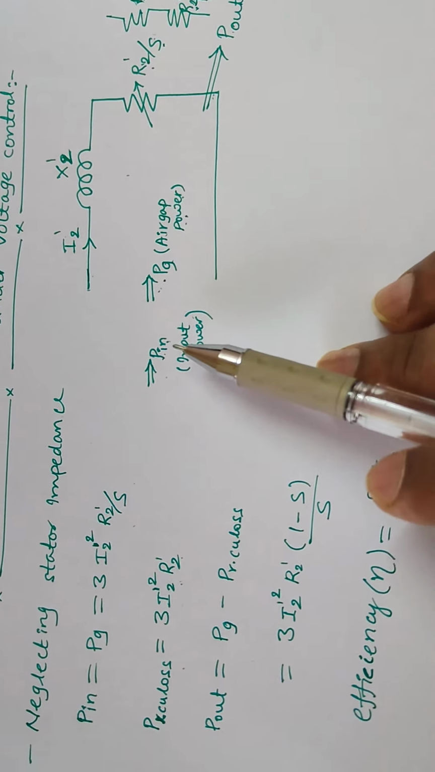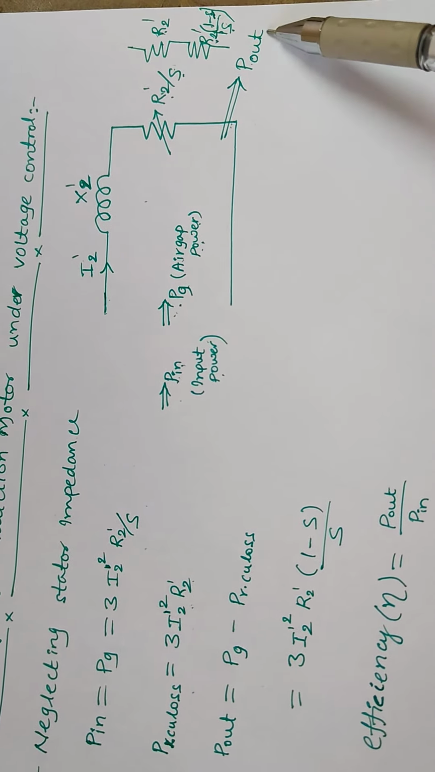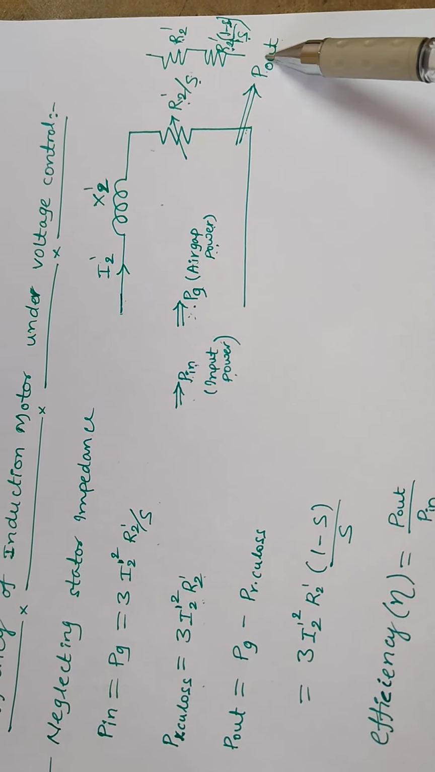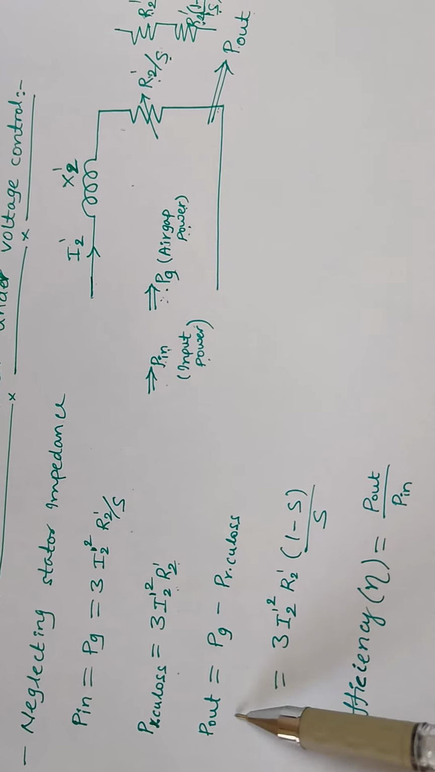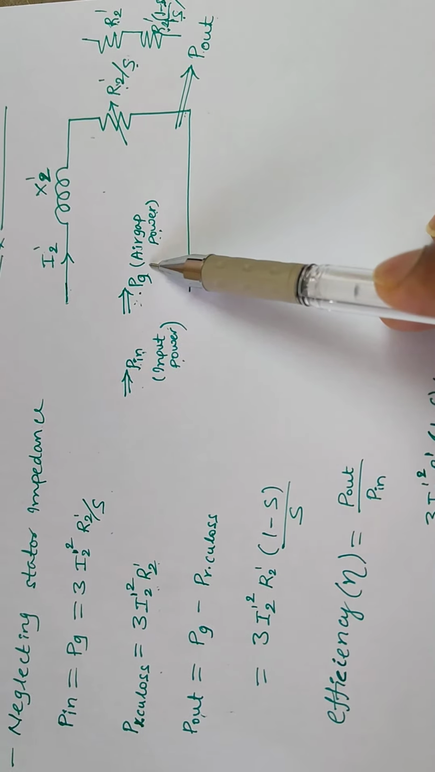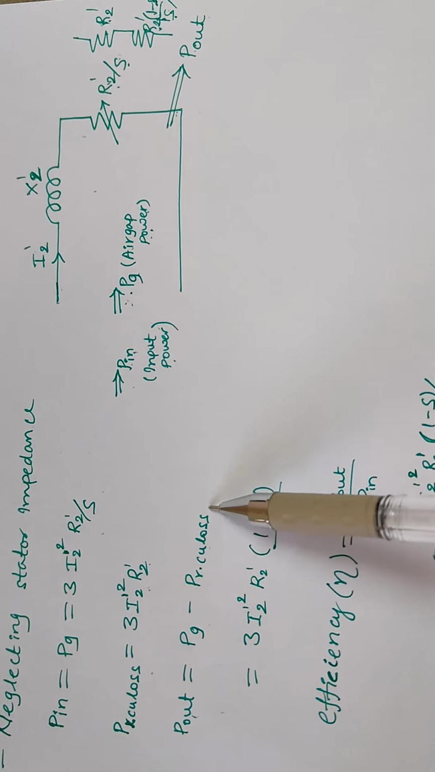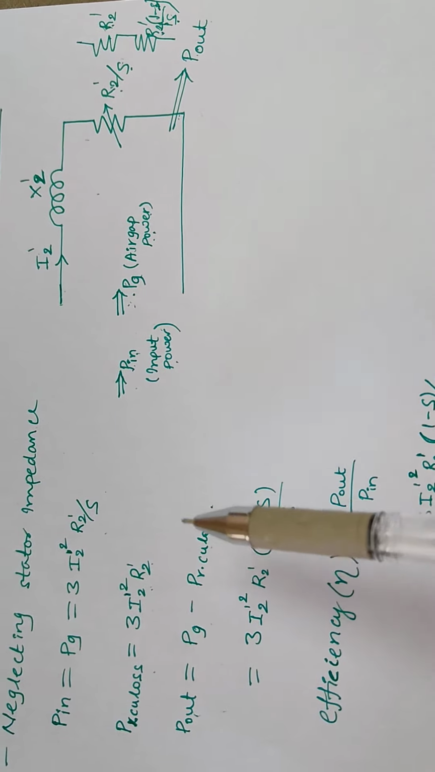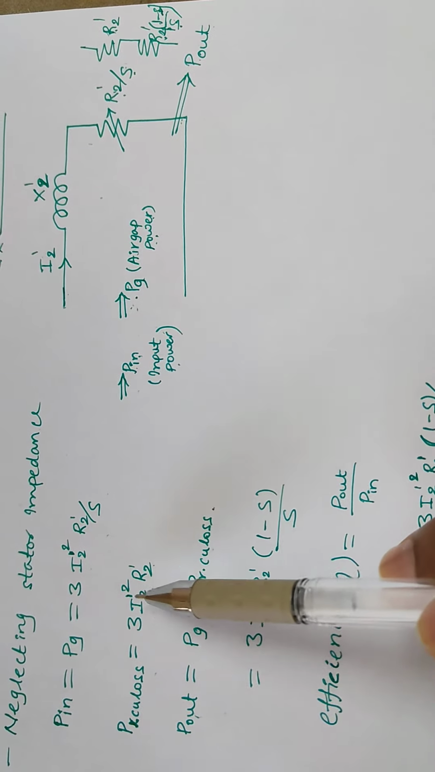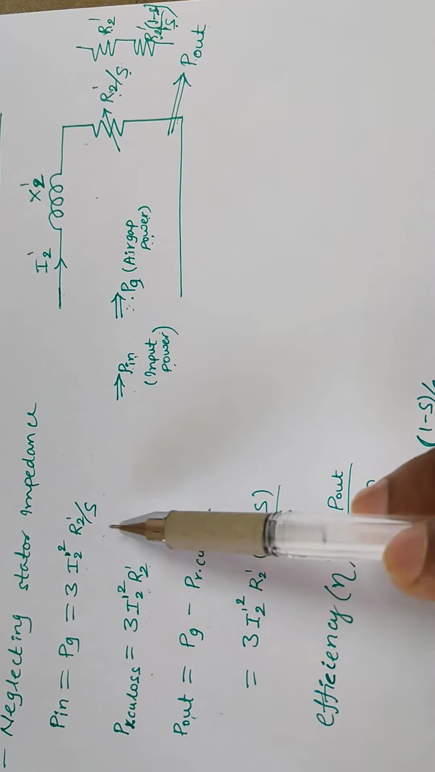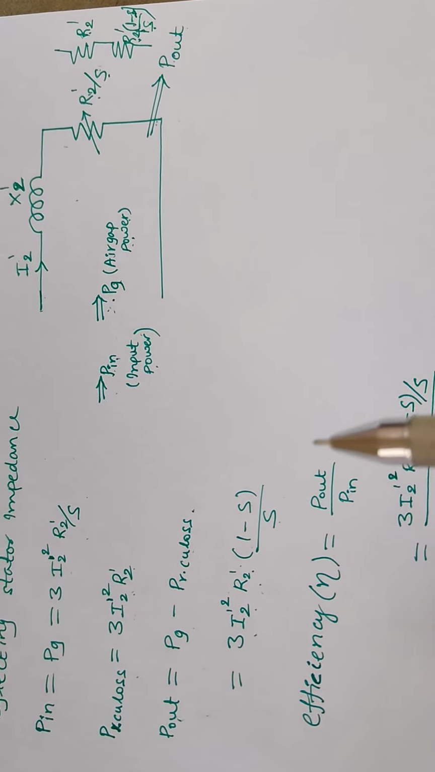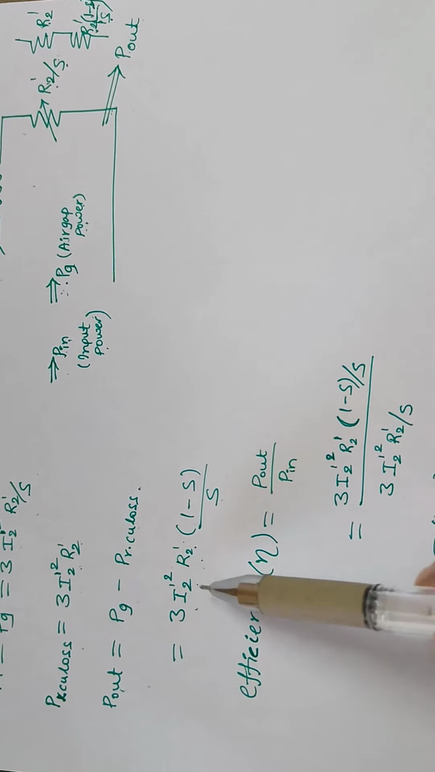Now if you want to find the mechanical power output, the air gap power minus the corresponding rotor copper loss will give the remaining power. The remaining power is nothing but the mechanical power output. P out is the mechanical power output, which is the air gap power or rotor input power minus rotor copper losses. That gives 3 into I2 dash square into R2 dash by S minus 3 into I2 dash square into R2 dash. That gives 3 into I2 dash square into R2 dash into 1 minus S by S. So that is your mechanical power output.